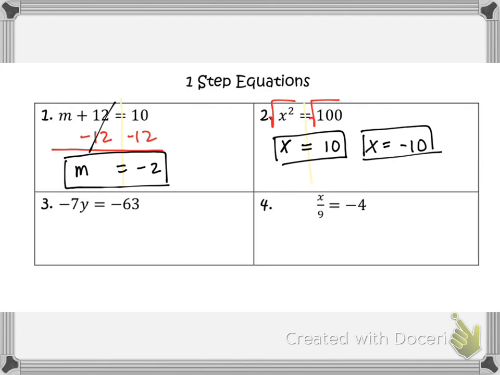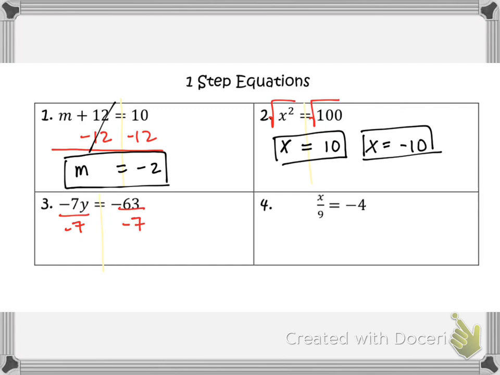All right, number 3, negative 7y equals negative 63. Here's my line down the middle. And again, my goal is to isolate y, get y by itself. Right now, the y is being multiplied by negative 7. So if it's being multiplied, I need to cancel that multiplication out by dividing. So I'm going to divide by negative 7. Whatever I do to one side, I do to the other.